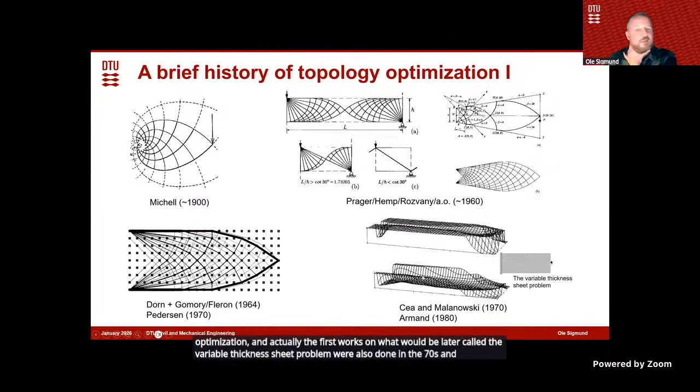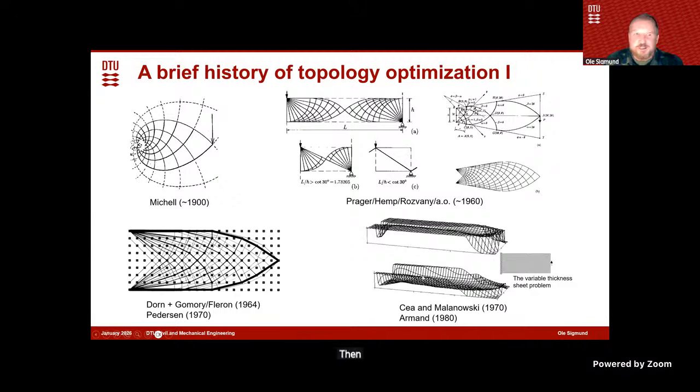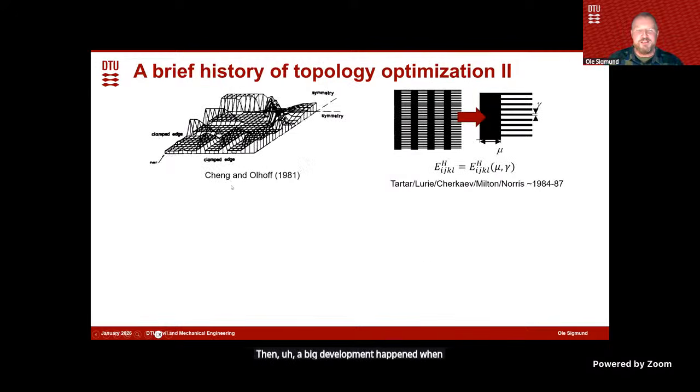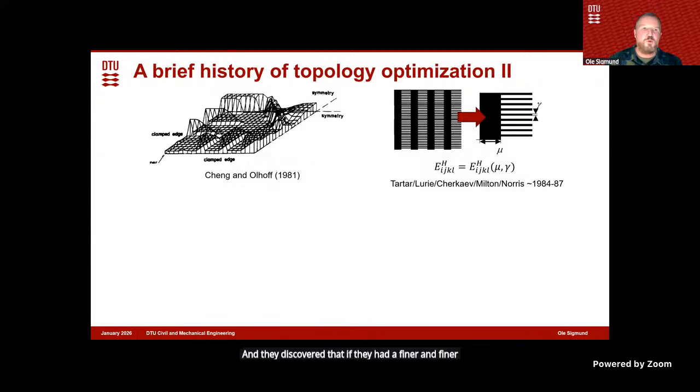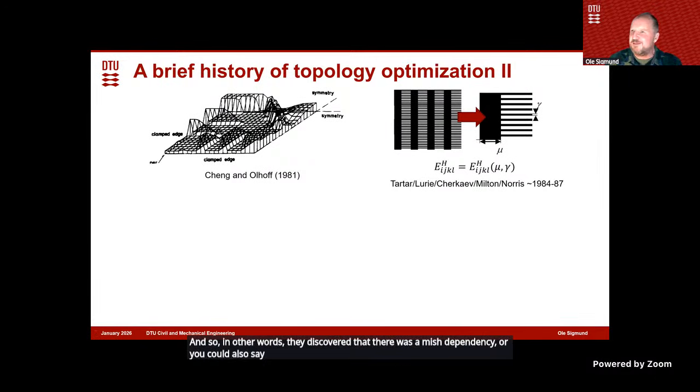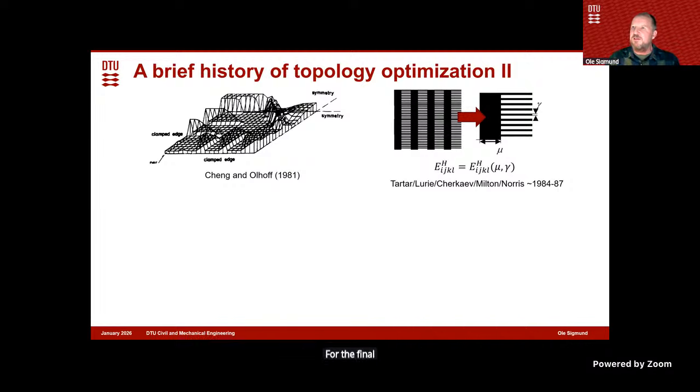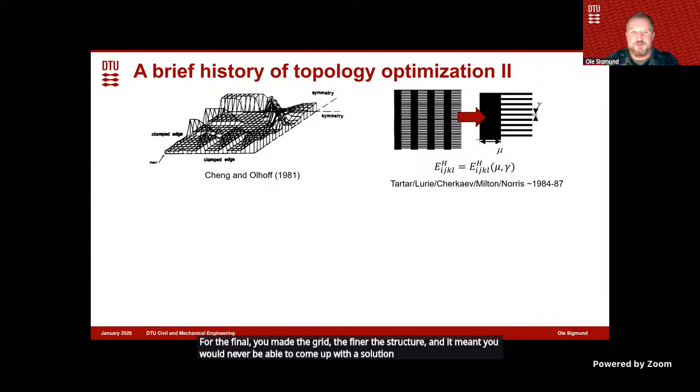Then a big development happened when Professor Gengdong Cheng joined Niels Olhoff as a PhD student in the 80s, and they looked at optimizing plate structures, so actually optimizing the rib distribution to maximize the stiffness of plate structures. And they discovered that if they had a finer and finer mesh, then they would get more and more ribs. In other words, they discovered that there was a mesh dependency, or you could also say there was no existence of solutions. Because the finer you made the grid, the finer the structure, and it meant you would never be able to come up with a solution because you could just refine it.